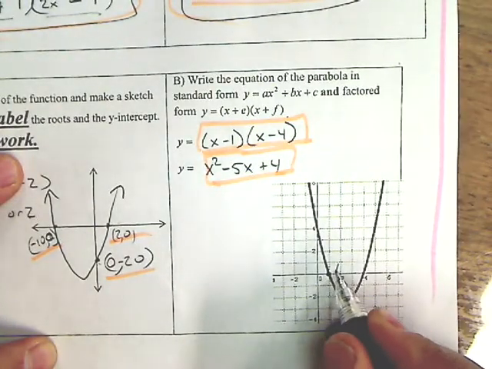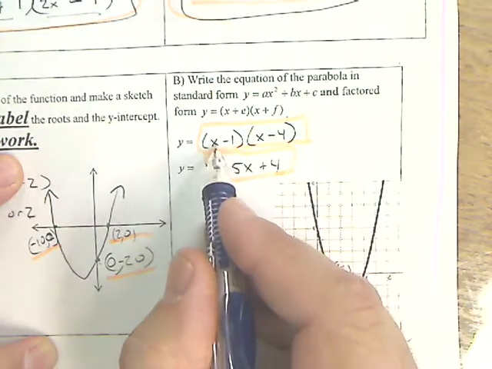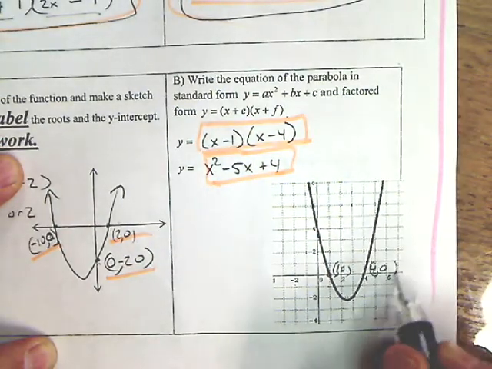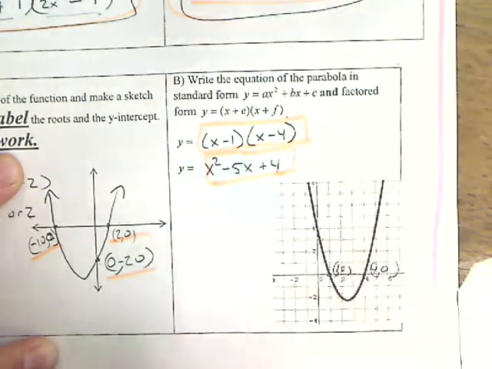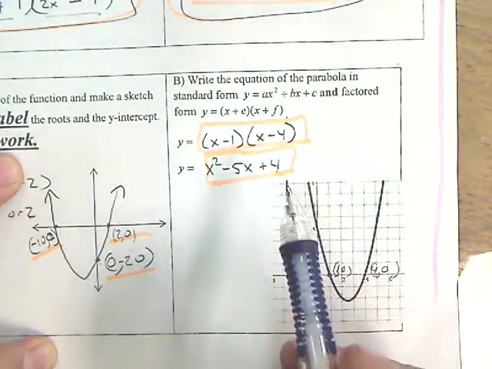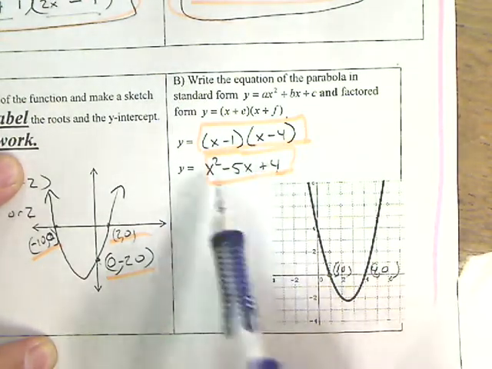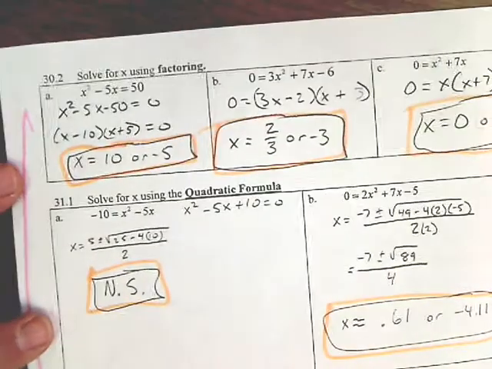X-intercept at 1, 0. So that means I have x minus 1 in the equation. 4, 0. That tells me I have an x minus 4. So then I just multiply these two guys together to get this form of the equation.